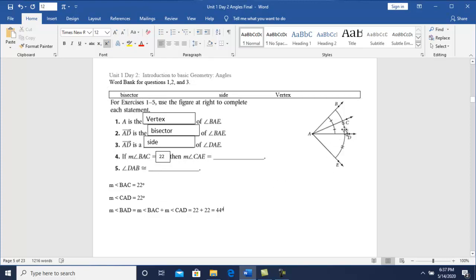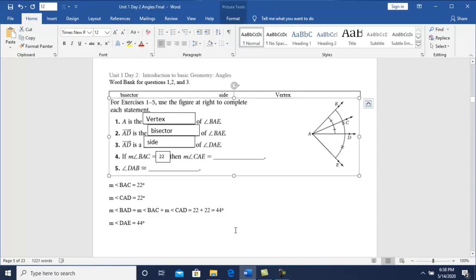Now, the next thing we've got to figure out is what DAE is. The measurement of DAE is going to equal, now this top half here we said was going to be 44, so the bottom half would have to be 44 degrees. How do I know that? The reason is you see these two tick marks here, which implies the top half and the bottom half have to be the same.